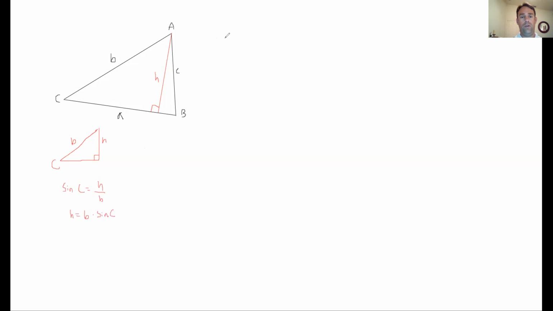So the area of this triangle would be 1/2 A, which was the base, times the height. Or another way to think of it would have been the area of the triangle would have been A times, and in place of H, we plug in B sine C, and all of that is divided by 2. And that turns out that for every triangle, we could find the area, and this is actually technically the trig equation to find the area of any triangle, 1/2 AB sine C.